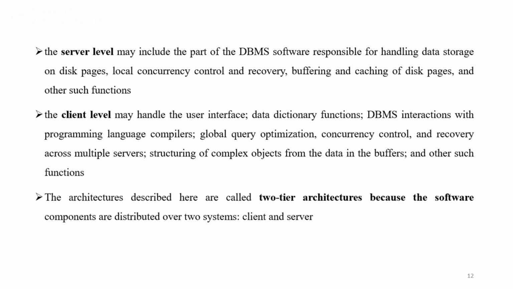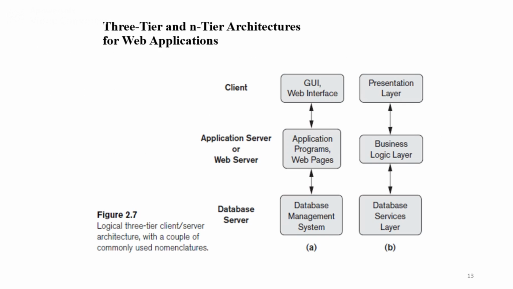The architecture described here is called two-tier because the software components are distributed over two systems. One is in the client system and the second one is in the server system.